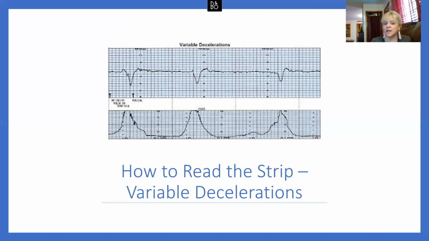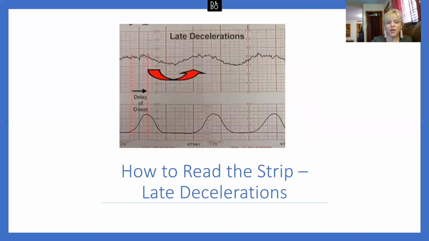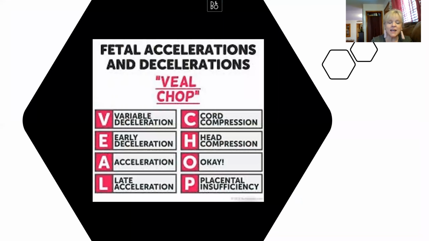Variable decelerations with normal fetal heart rate variability usually don't indicate hypoxia, but if these variable decels are repetitive and severe and we don't have good fetal heart rate variability, then we might start thinking about hypoxia. Okay, let me go on to the next one.